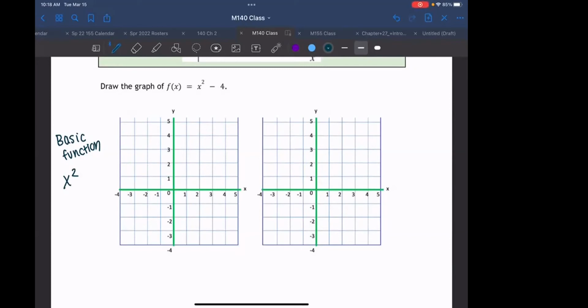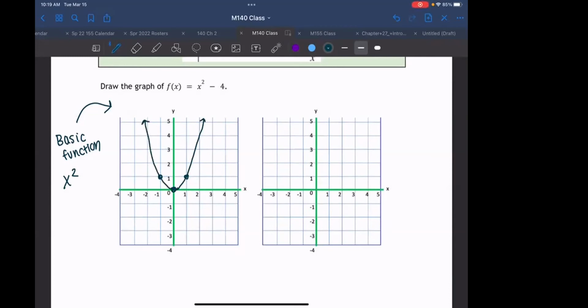So on my graph on the left, let's just copy the graph from our first page. We're starting with x squared. What are my important points here? 0, 1, 1, 1. Yeah, -1, 1, and 0, 1. And it's going to look like a parabola, right? It's going to look like a U, like that.